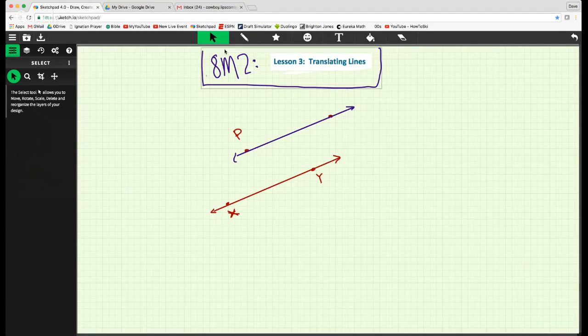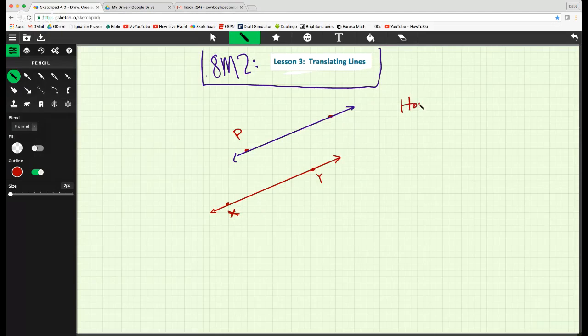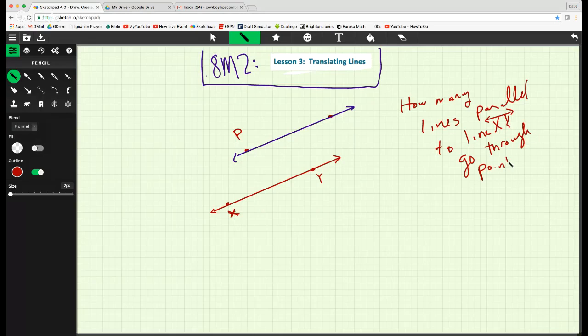Now the question is how many lines parallel to line XY go through point P. And you did this exercise in class. This is the question. And the answer is only one. I think your teacher tried to trick you in class.